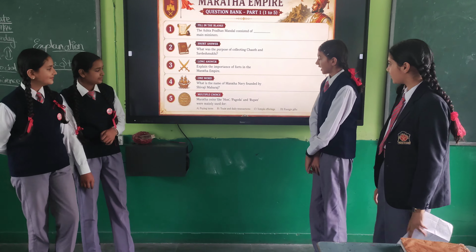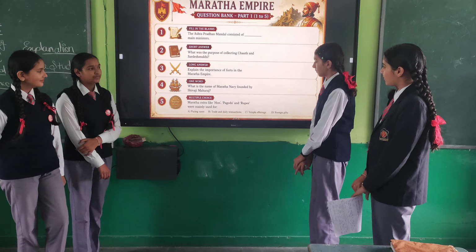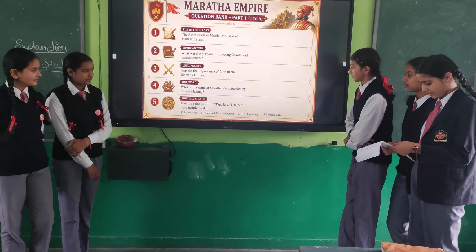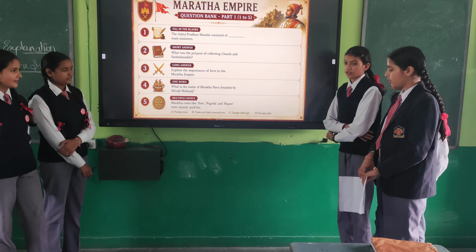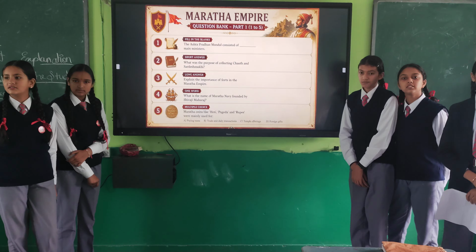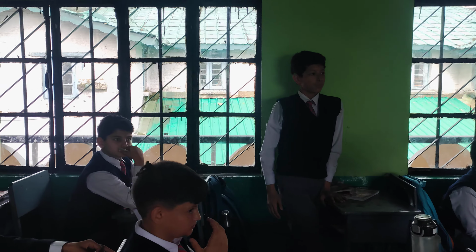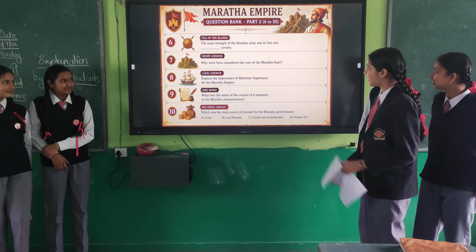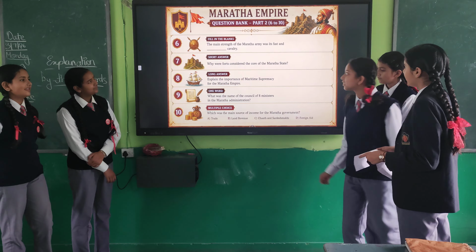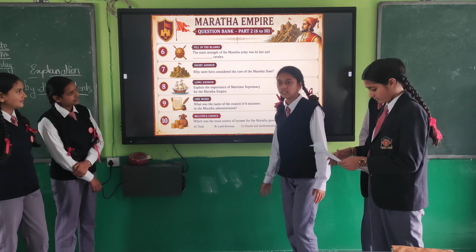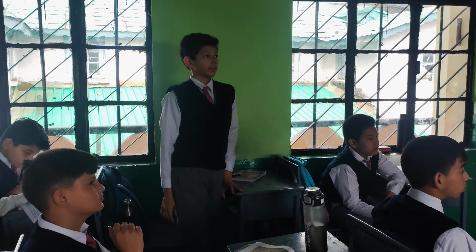Next question. Maratha coins like Hon, Pagoda and Rupee were mainly used for paying taxes, trade and daily transactions, temple offering, fortune. You have 4 options here. B. B, it is trade and daily transactions. Okay. Sixth question is the main strength of the Maratha army was its fast and light cavalry. Yes.